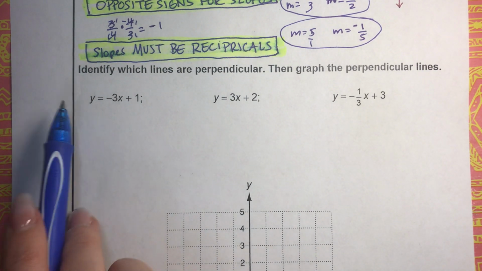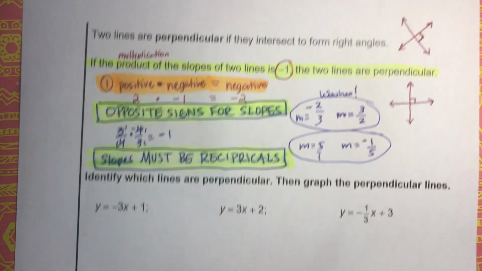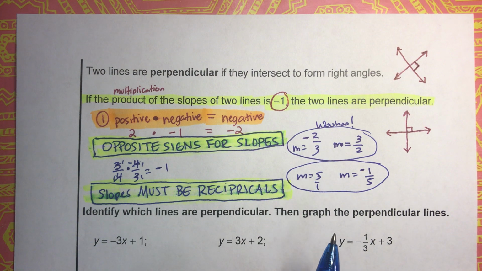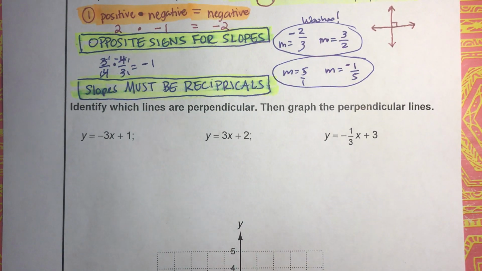We're going to find the slope. Like with parallel lines, where we had to look at the slope and the y-intercept, for this we really just have to look at the slope. It's all about the slope. Who cares about the y-intercept? Slopes have to be opposite signs and reciprocals.